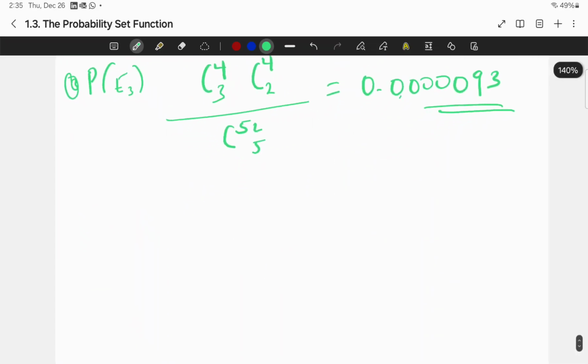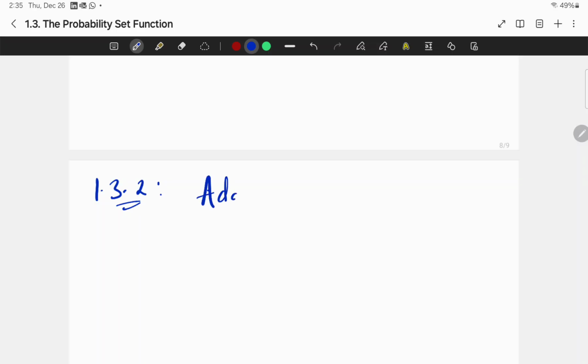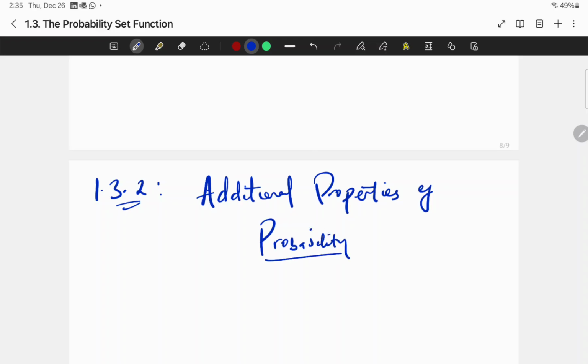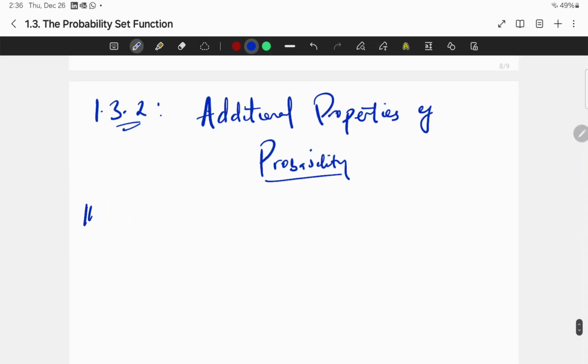Alright, so let's check 1.32, additional properties of probability. And these additional properties are so wonderful. Let's check the theorem.